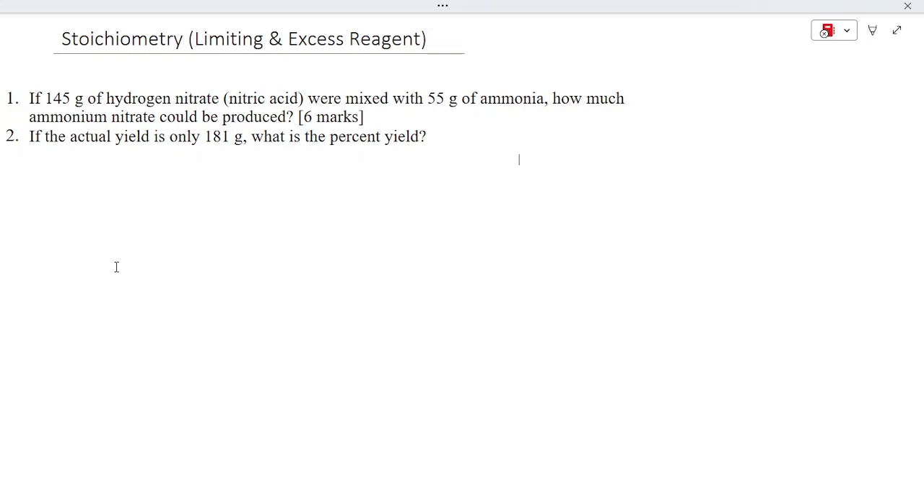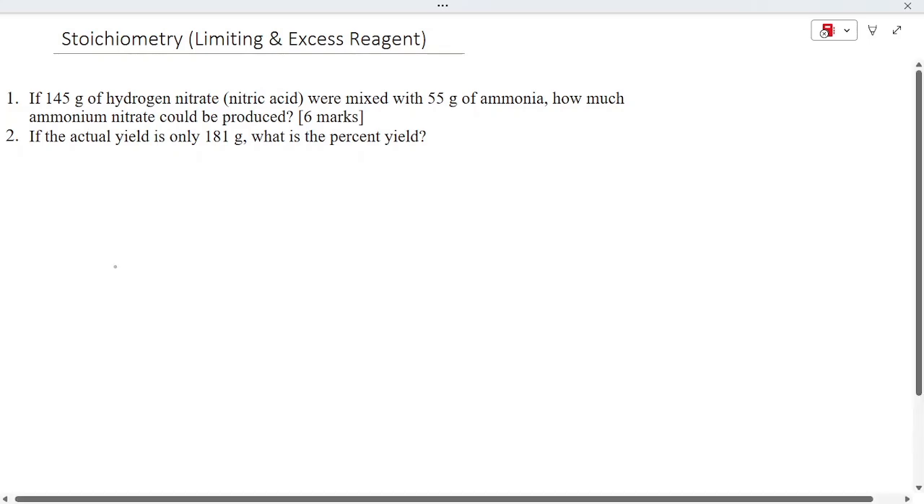Still on the issue of limiting and excess reagents. Again, looking at this question, you are given information about both reactants, nitric acid and ammonia. You are given their masses. Automatically, that tells you this is a limiting reagent question. You are given both masses and you are told to determine the amount of product. So the question really is, which of them will determine the amount of product? Is it the nitric acid or is it the ammonia?